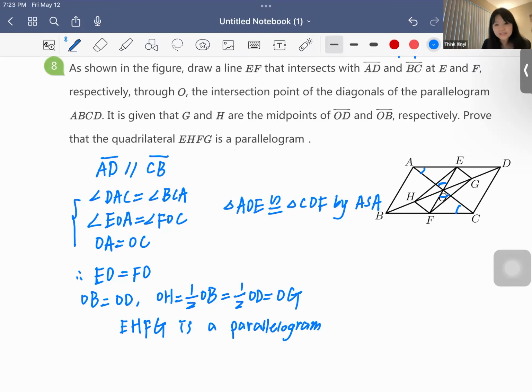Any questions, guys, for these two proving questions? So remember, there are 5 ways we can prove that quadrilaterals are parallelograms. And here, in the last question, we use that if the diagonals of the quadrilateral bisect each other, it is a parallelogram. Since we have OE equals OF and OH equals OG, they bisect each other and then it's a parallelogram, okay?